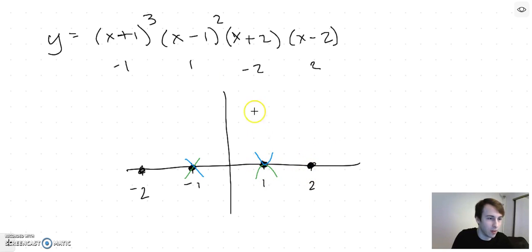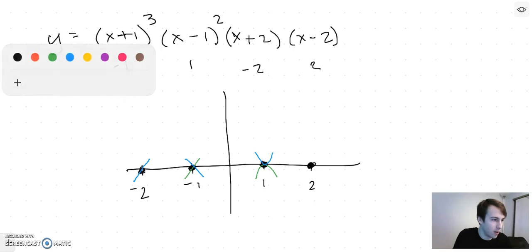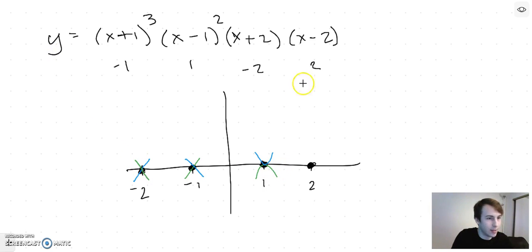And then, okay, for negative 2, this is an even factor. Or no, sorry, it's an odd factor because that's a 1 exponent. So this is going through. It's going straight through. So it's either going like this or like this. And same thing for positive 2, that's an odd factor, so it's going straight through.